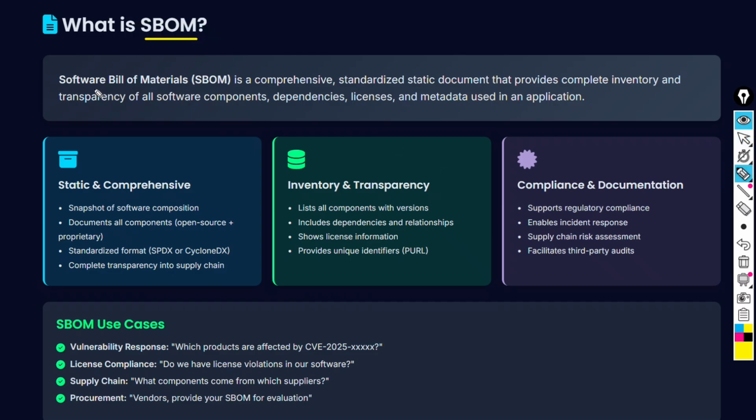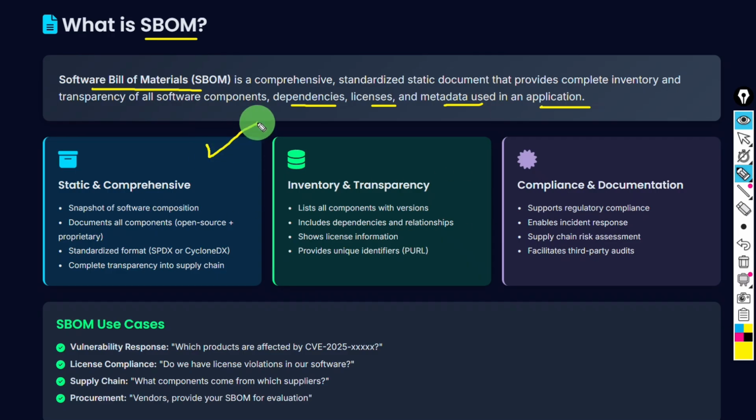We all know SBOM is a software bill of materials, which provides comprehensive, standardized, static documentation: a complete inventory and transparency of all the components as well as dependencies, licenses, metadata, and whatever is used in the application. Around 21 data fields will be provided as per certain guidelines. Here are some high-level pointers on what exactly it helps with.